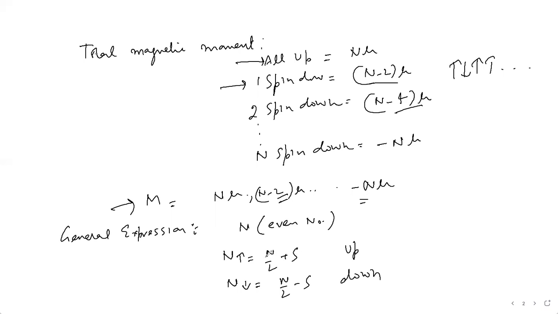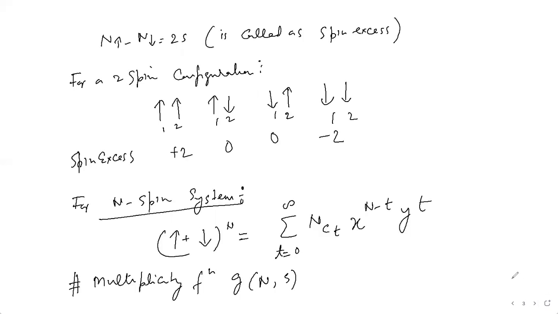The general expression we derived last time was something like this. Let's assume a simple situation when n turns out to be an even number, and then the up spin is n by 2 plus s, and the down is n by 2 minus s, and the 2s is associated with the spin excess. For a two spin configuration, we have seen how this spin excess works, right? You can calculate it from here. When all are up, there is no down, so this turns out to be +2. This is 0, 0, and this is -2. So the set lies between +2 and -2, right? That's all the cases.